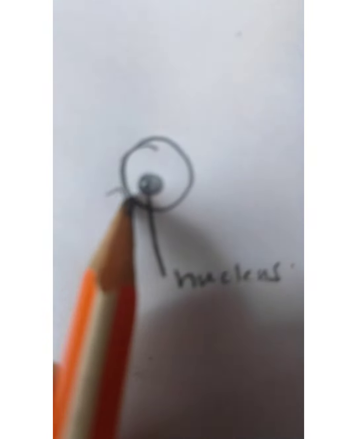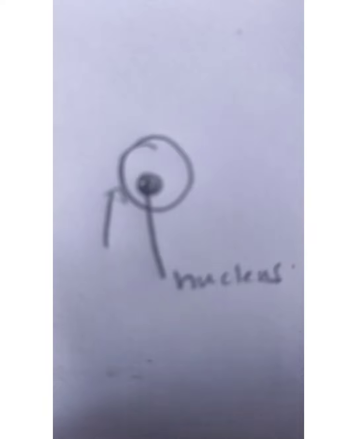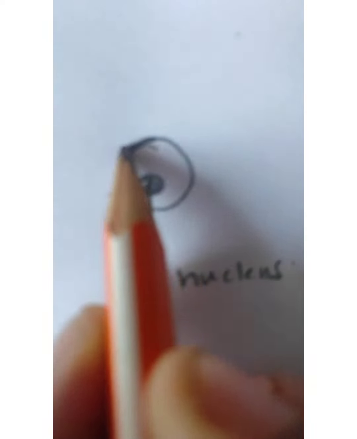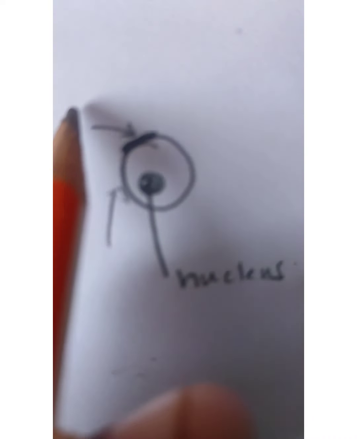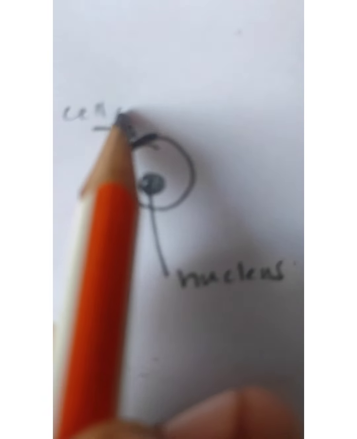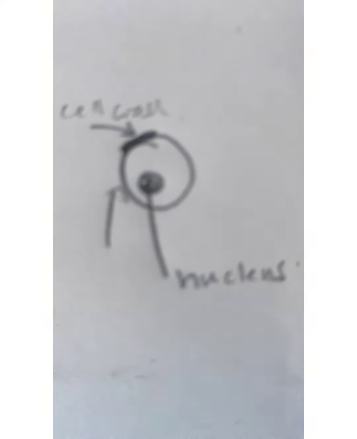So this outer covering is known as the plasma membrane. Plasma membrane or the cell membrane. Generally, a cell is covered by this cell membrane. Sometimes you get a cell wall also. Cell wall. Another outer layer. So, in plant cells, you get this cell wall.